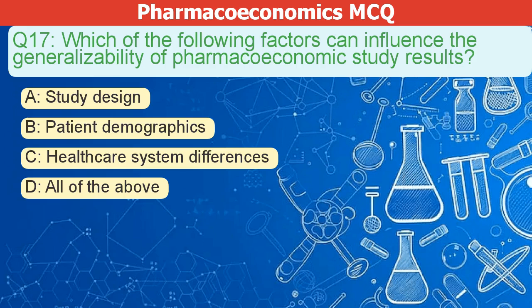Which of the following factors can influence the generalizability of pharmacoeconomic study results? A. Study design. B. Patient demographics. C. Healthcare system differences. D. All of the above.